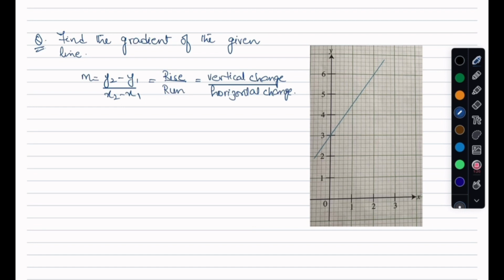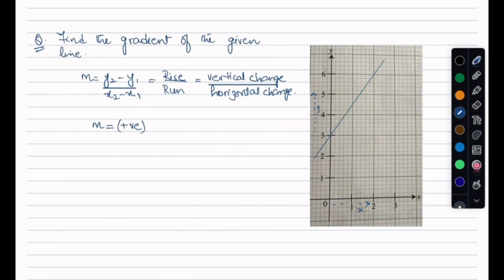So in this case, if I look at the line, what I know is that the y values are increasing, and the x values are also increasing here. So if y and x both are increasing, the line slopes up, and we are very sure that the gradient in this case should have a positive sign.